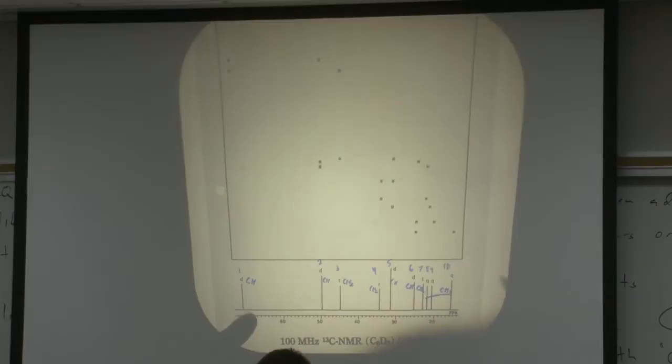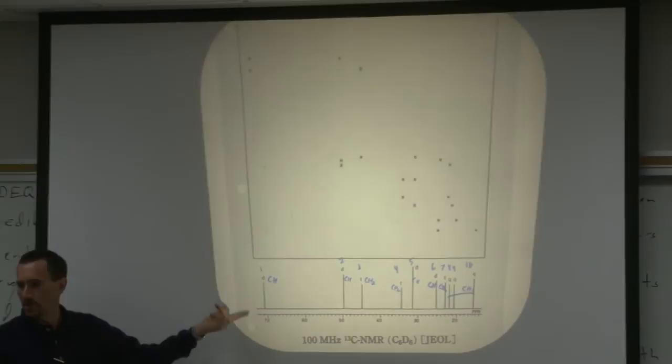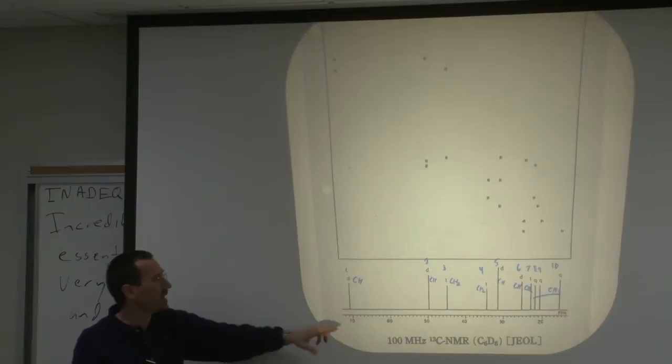So okay, our molecule contains some methyl groups. It contains some methylene groups. We have this one methine group down here at 70 parts per million. I said we're an alcohol, so obviously this carbon at 70 is right in the range where you'd expect a carbon connected to an oxygen. So obviously that's going to be the one connected to the oxygen.